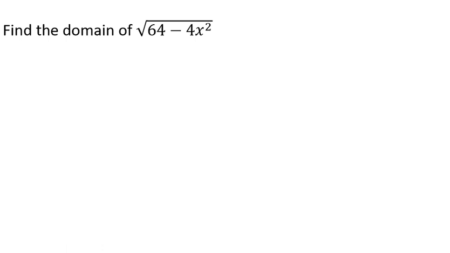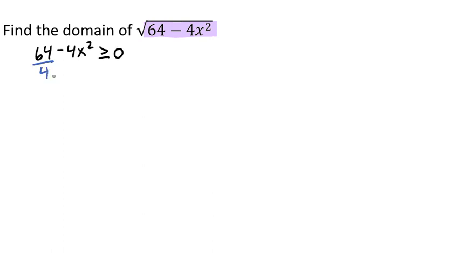In this video, we're going to be finding the domain of an expression. In our example, we're going to be finding the domain of the square root of 64 minus 4x squared. Now, because the square root of 64 minus 4x squared is defined only when our 64 minus 4x squared is non-negative, our domain can actually be given by the inequality 64 minus 4x squared is greater than or equal to 0. And so from this point, we're going to go ahead and solve.